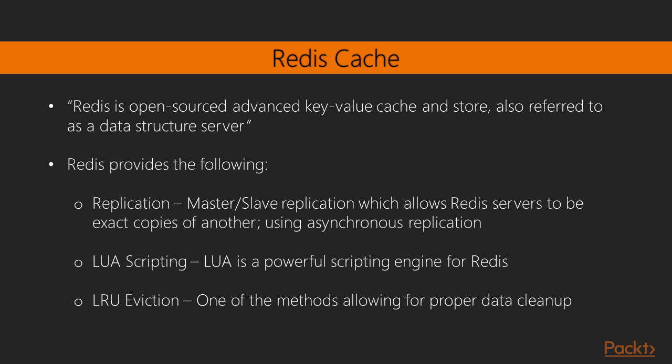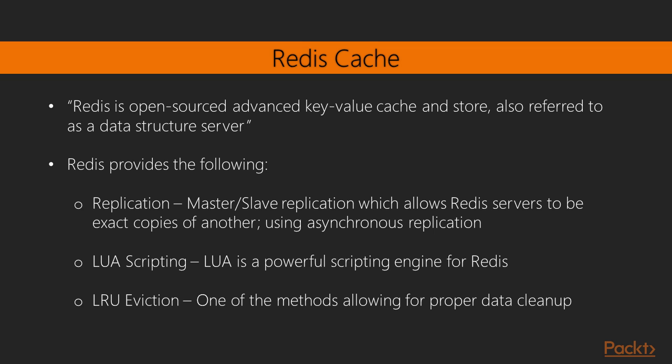So this was a little introduction on different NoSQL-based databases available in Azure, where another interesting thing about databases that I want to talk about is Redis cache. Redis by itself is an open source, key-value caching mechanism, also referred to as a data structure server, and this is the definition from Redis itself. Redis provides the following characteristics. First of all, replication. Its architecture is based on master-slave replication, which allows Redis servers to be exact copies of each other, and it's using an async replication mechanism to make sure the master-slave is always up to date.